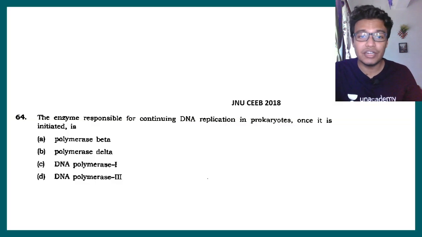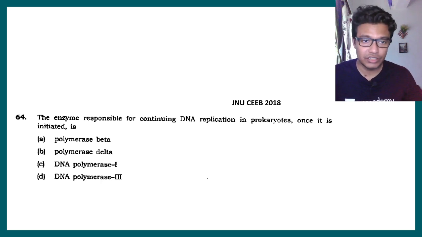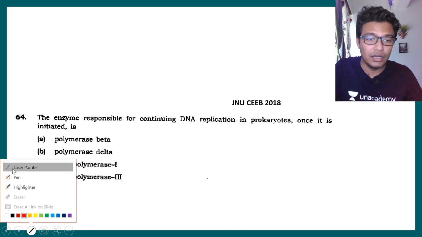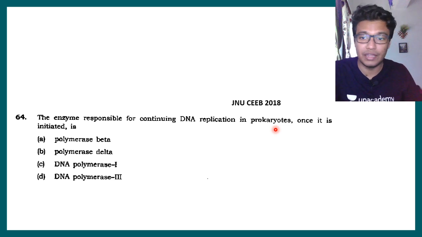Now, let's move on to the question answer. In JNU CEB 2018, JNU CEB was the previous name for GATB. So in JNU CEB 2018, there was a question which says the enzyme responsible for continuing DNA replication in prokaryotes once it is initiated is, this might be super easy for you, right? Options are polymerase beta, polymerase delta, polymerase 1, polymerase 3. So remember, they have talked about prokaryotes, not eukaryotes. So based on that, you have to frame your answer.